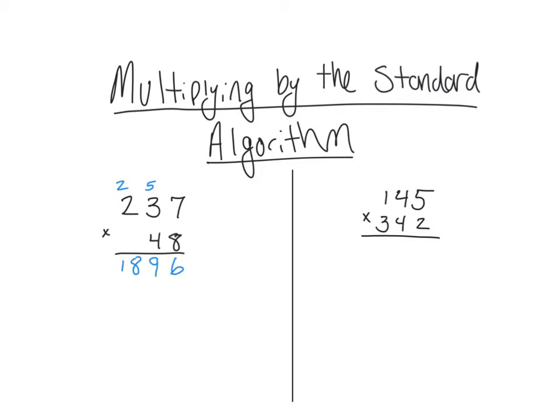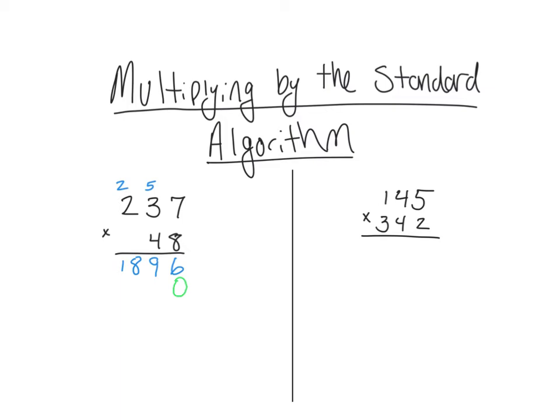Now we are going to multiply this 4 times 7, the 4 times the 3, and the 4 times the 2. However, since I've moved over one place in my place value, so before I was multiplying by 8, now I'm multiplying by 4 that's in the tens place. So I have to put a 0 as a placeholder here underneath the 6.